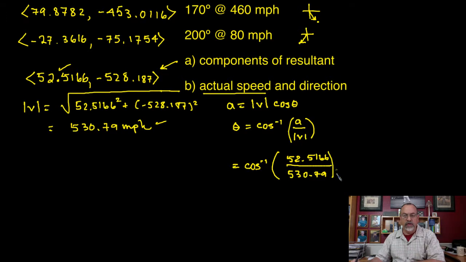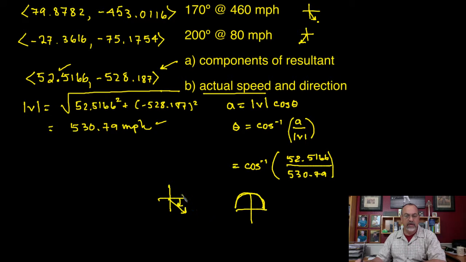The only thing we'd have to be careful about when doing this is remember that the inverse cosine function on our calculator is going to give me the angle measure up in here, because that's the range of the inverse cosine. The problem with that is if we took a look at these components, the actual angle of the direction of the airplane is this angle right here.